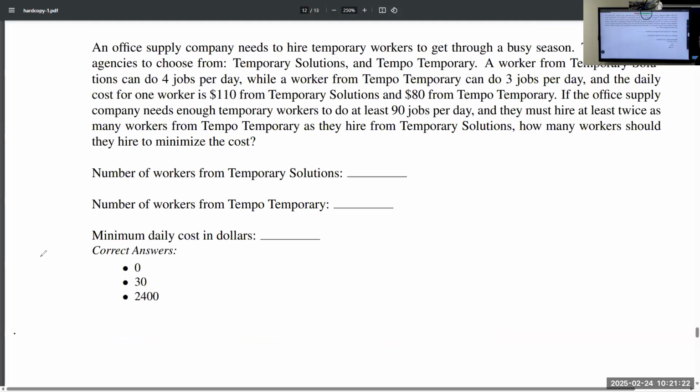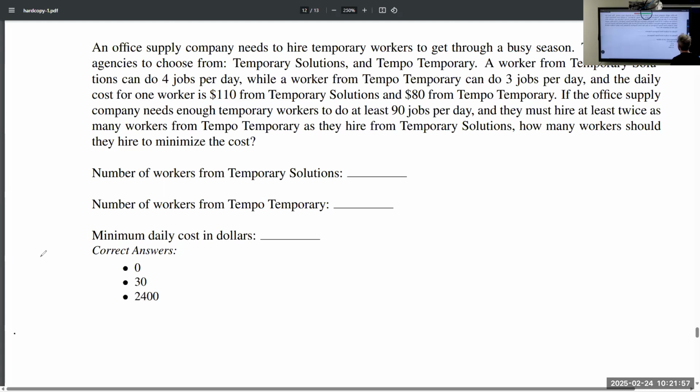Okay, an office supply company needs to hire temporary workers to get through the busy season. They have two agencies to choose from: Tempo Solutions and Tempo Temporary. A worker from Tempo Solutions can do 4 jobs per day, while a worker from Tempo Temporary can do 3 jobs per day. And the daily cost for one worker from Tempo Temporary is $110, and from Tempo Solutions is $80.